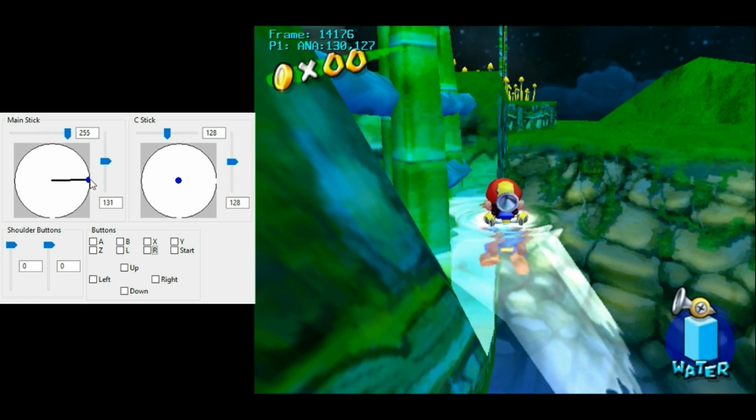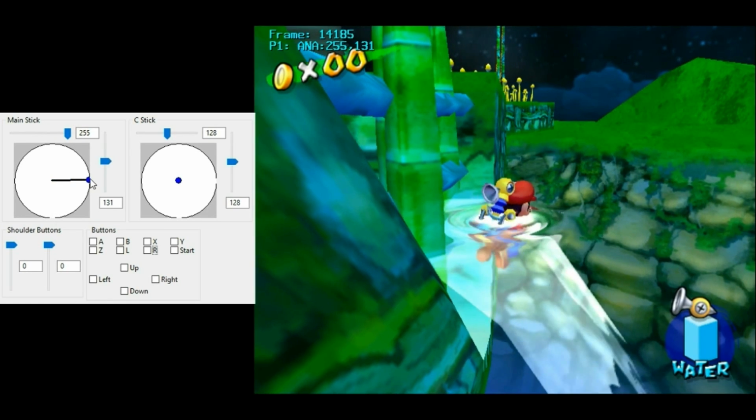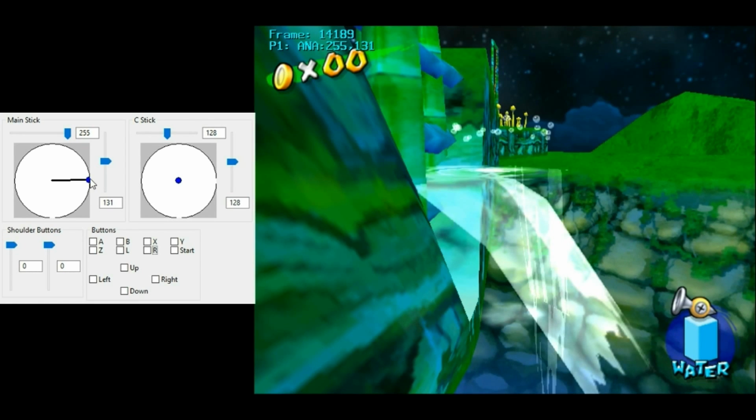Overall, the water mechanics in SMS look strange at first, but once you get familiar with them and their quirks, they're fairly simple and easy to understand.